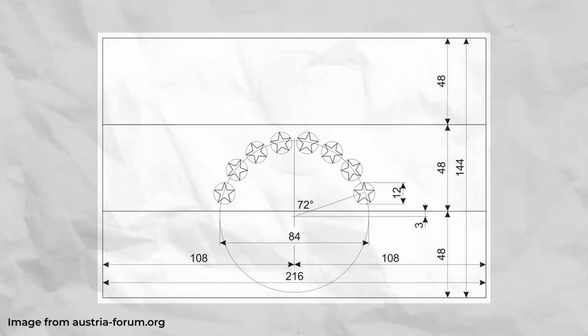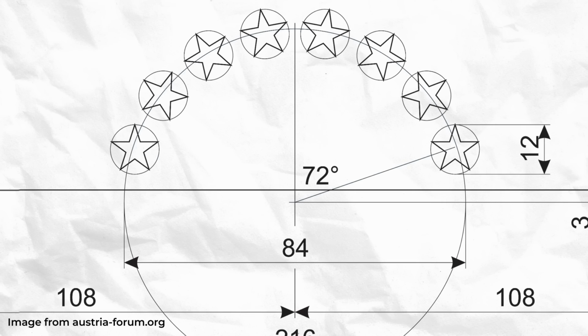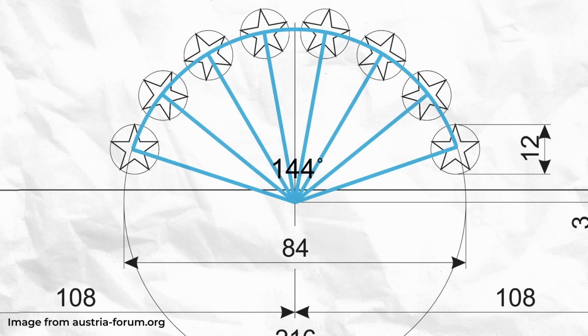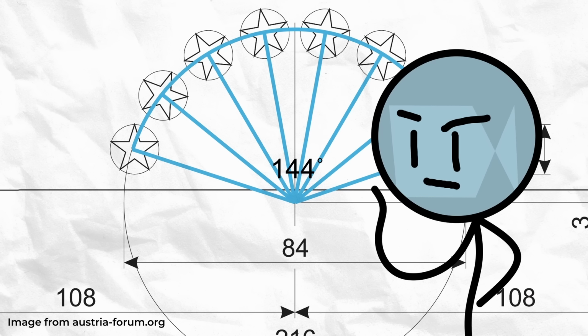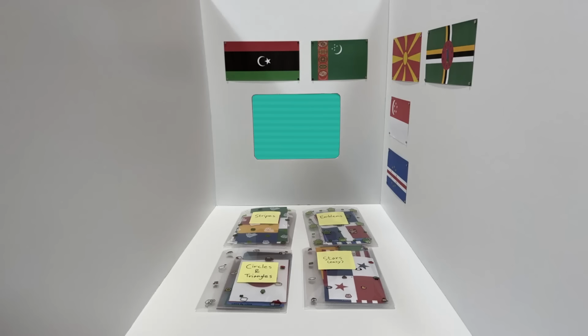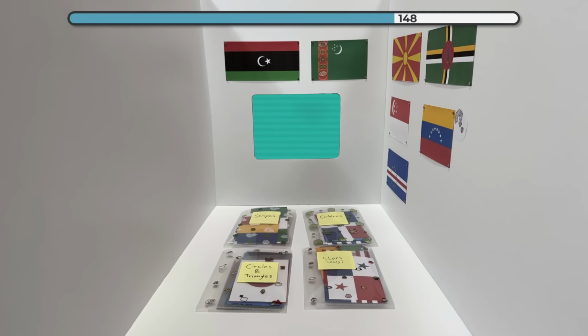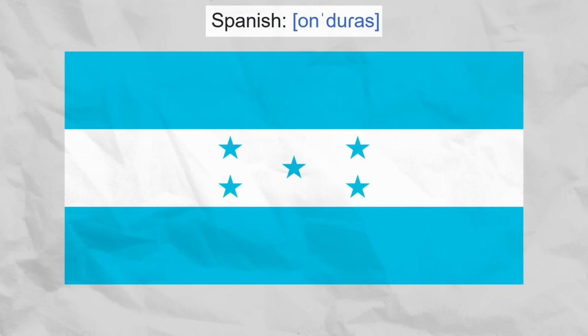I've seen one unofficial construction sheet that says we need to divide 144 degrees into 7 equal arcs, which would make this really complex, but the actual flag looks a bit different from this construction sheet too, so... Well, that construction sheet is interesting, so we might return to it sometime again, but this does count as constructible. Nice. For the next one, I select Honduras.